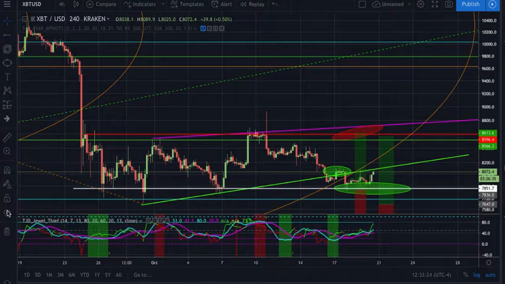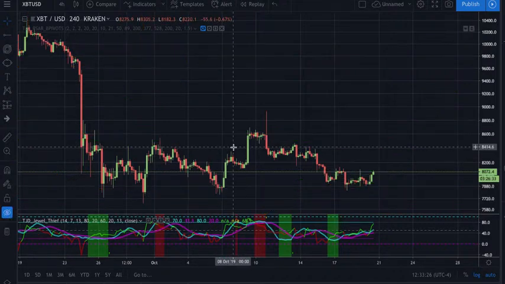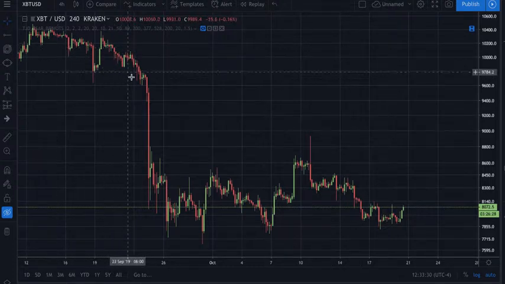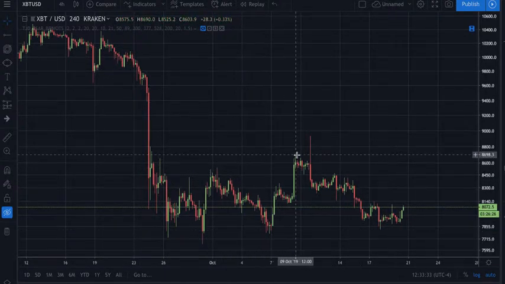And as you can see, let's pull up just a purely naked chart right here. As you can see, that's basically the situation that we have right here. We had a powerful move to the downside, and now we're just consolidating within this range.